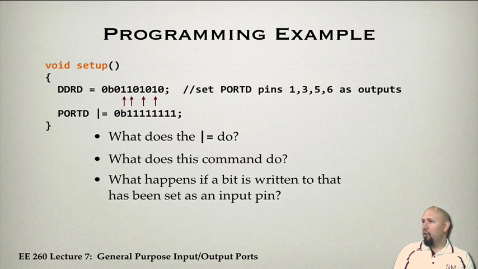Now a question arises, what happens if a bit is written to that has been set as an input bit? So I have an input bit, and yet I'm writing a 1 to it. What does that do? Well, if you recall what we just talked about with the various pins, we saw that if we set the DDR so that pins are inputs, wherever it's a 0, and we write a 1 to that pin in port D, like we're doing here with pin 0, then that basically connects the pull-up resistor.